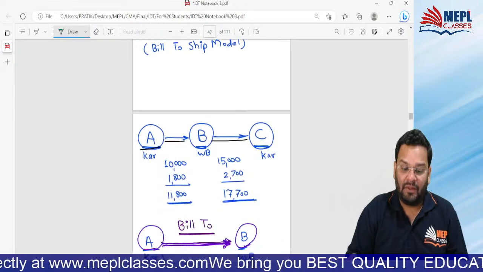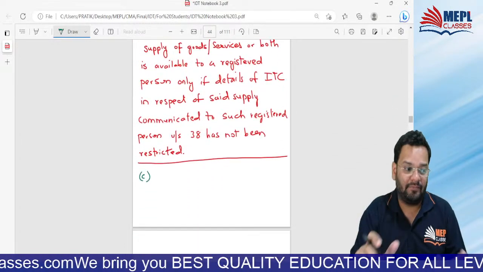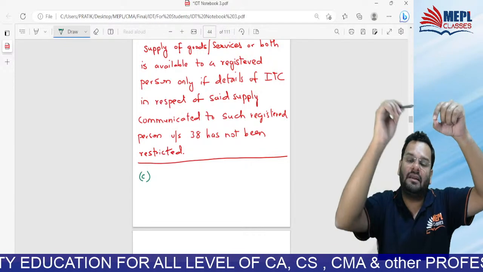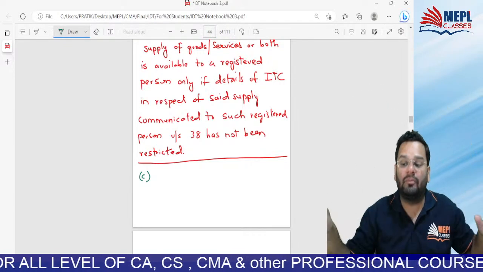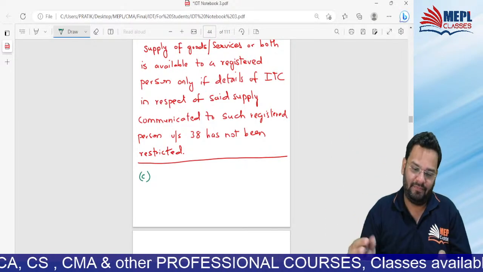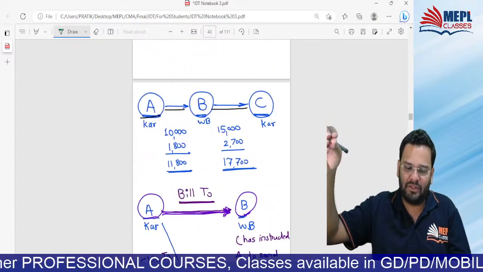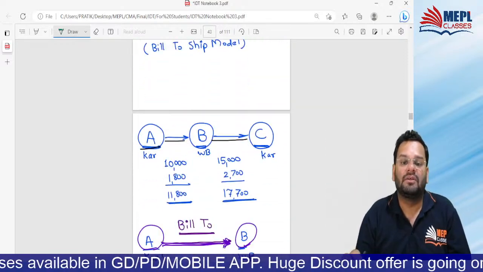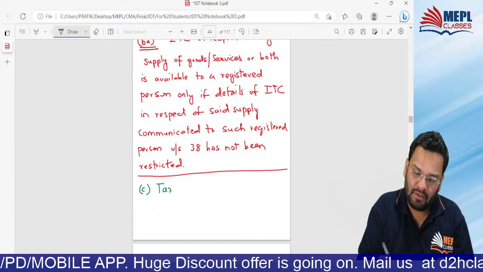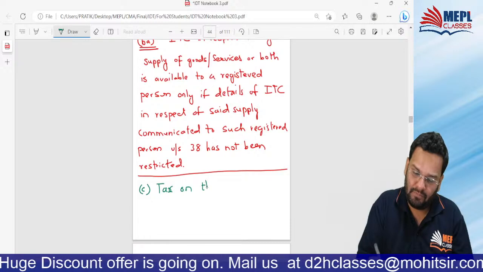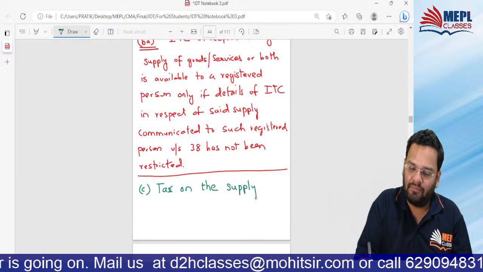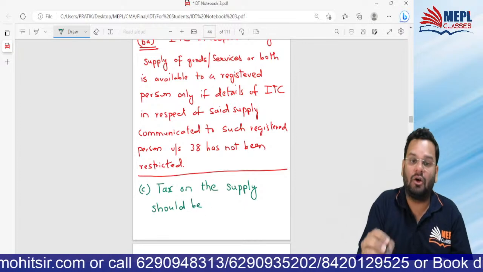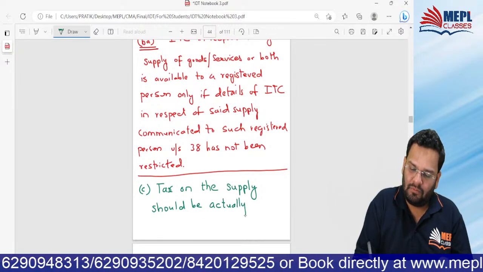So guys, condition C says the tax on the supply should be actually paid to the government. Unless and until tax on the supply is paid to the government, the government is not ready to give ITC to B. So in short, what is the condition? Tax on the supply should be actually paid to the government. Obviously, no?